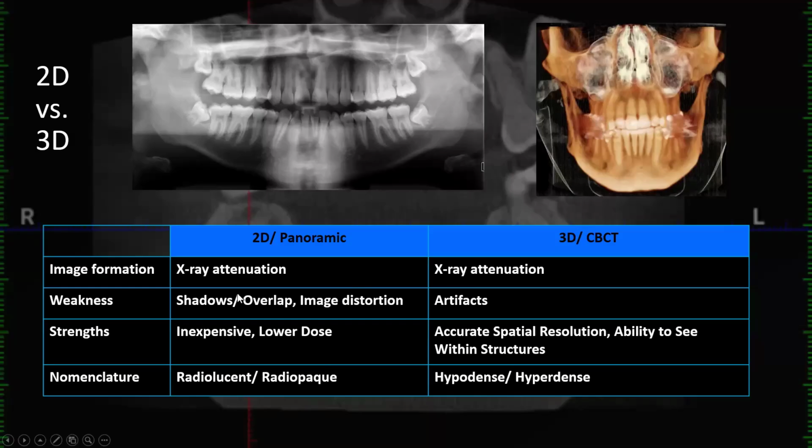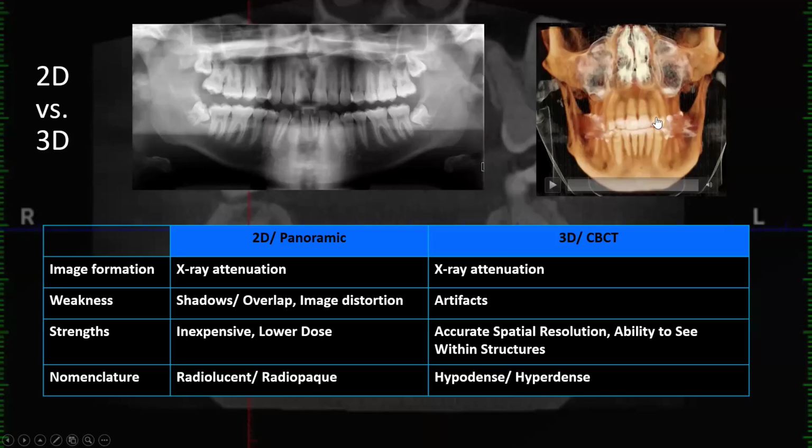The weaknesses that are overcome in 3D are shadows, overlap, and image distortion, as we know with panoramic. But the weakness, what I call the Achilles heel of CBCT, is artifacts, particularly dense object artifacts, especially metal. People that have a lot of metal in their mouth will have streaking light and dark lines that extend in the axial plane. You can see that to some degree. This is my head, actually. I have a lot of metal crowns and restorations, and you get these streaking artifacts in all dimensions in the axial plane.